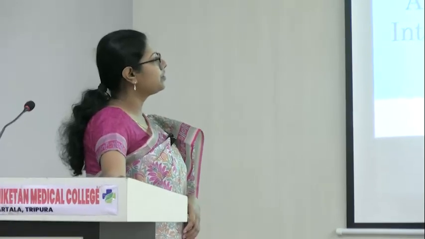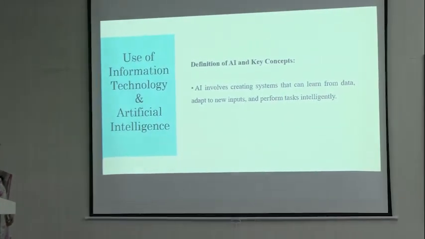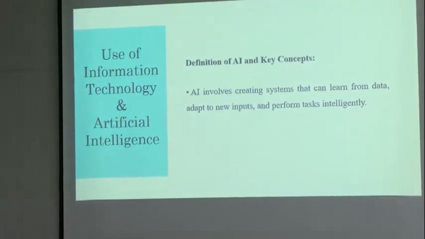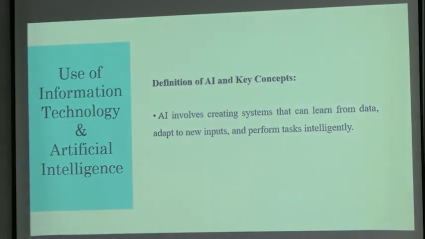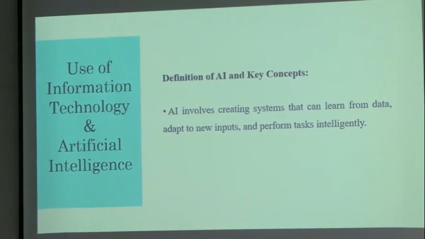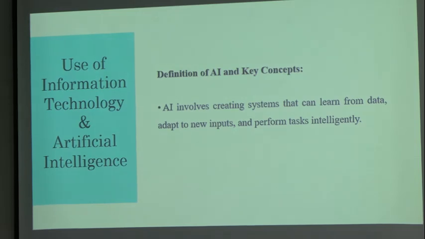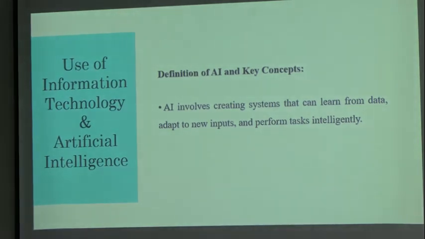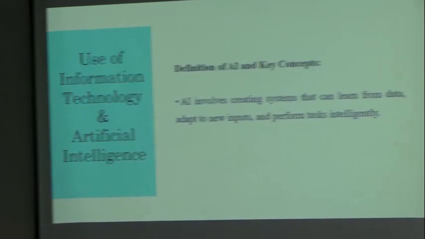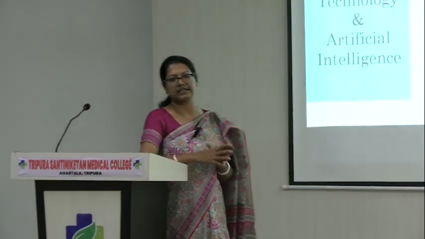Now, again, definition of AI. So AI involves creating systems that can learn from data, adapt to new inputs, and perform tasks intelligently. Just one example for artificial intelligence. So let's take an example, I'm talking mostly about pregnant women. Let's think that we need to make one artificial intelligence based system, where we'll put an abundance of data in that system.